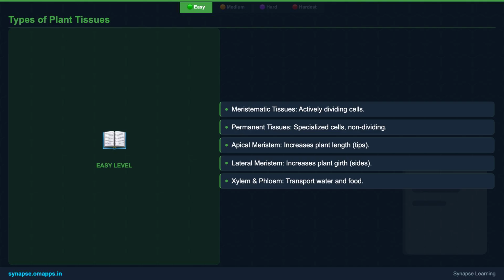Second, we have permanent tissues. These cells have graduated from dividing and have specialized to perform specific, long-term functions such as storing food, providing support, or transporting substances. They form the bulk of the plant's body.